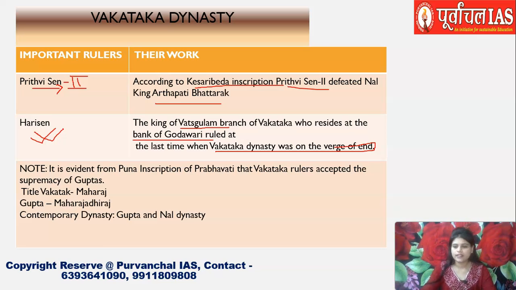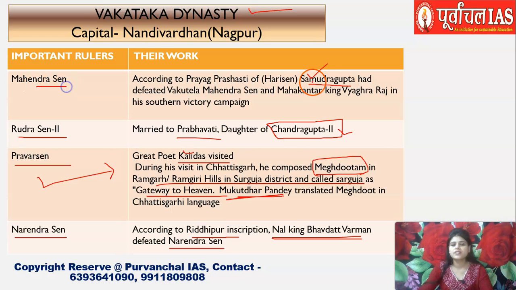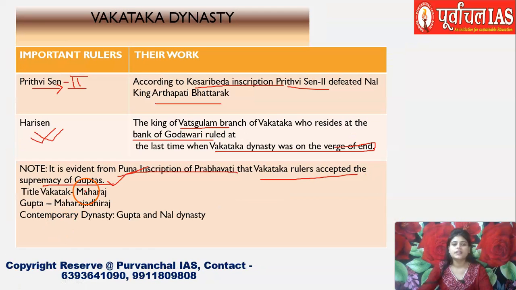Yes, we do get certain evidences from here also. There is a Pune inscription of Prabhavati. I hope you remember Prabhavati is the daughter of Chandragupta II who was married to Rudra Sen, and as per this inscription we see that the Vakataka rulers accepted the supremacy of the Guptas. Okay? They accepted it because in the beginning King Mahendra Sen was defeated by the Gupta king Samudragupta, so since then they have been accepting the Gupta dynasty. The title that the Vakataka kings took is Maharaj. The Gupta kings were known as Maharajadhiraj.